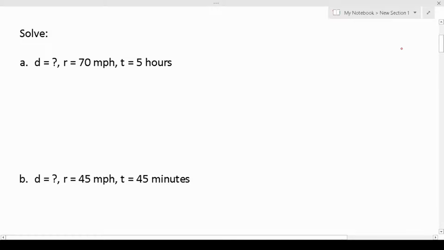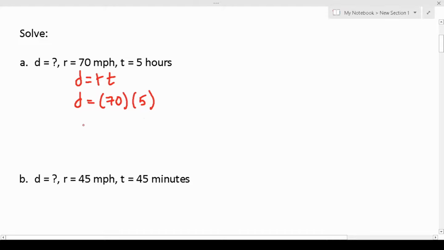All right, so for A, you can see we have to find D given R and T. So to start, I'm going to simply copy down the distance formula. Again, the distance formula is D equals R times T, where D stands for distance, R stands for rate, and T stands for time. In this case, we don't know what D is, so we'll leave that as is. That said, we know what R is. It's given as 70, so we'll plug 70 in place of R. And we know what T is. It's 5, so we'll plug 5 in place of T.